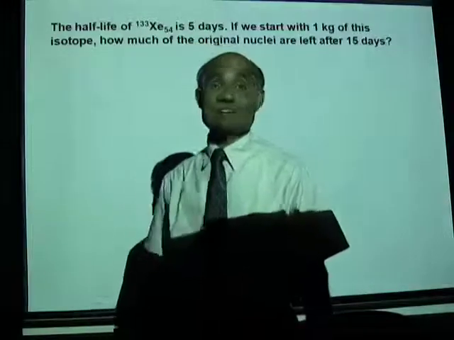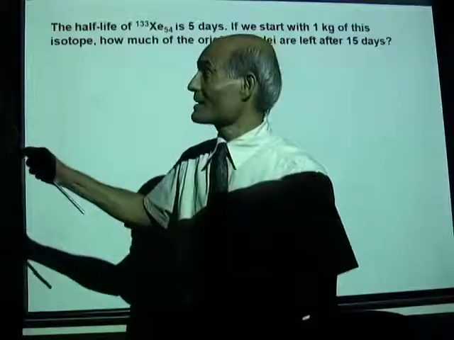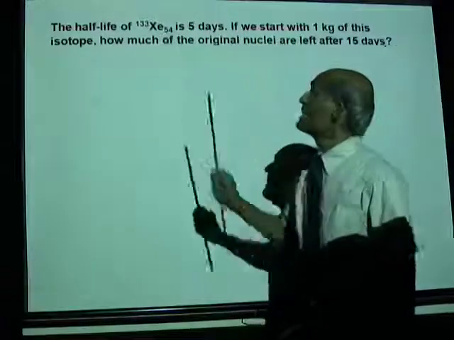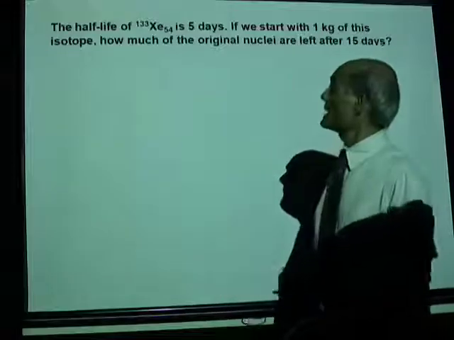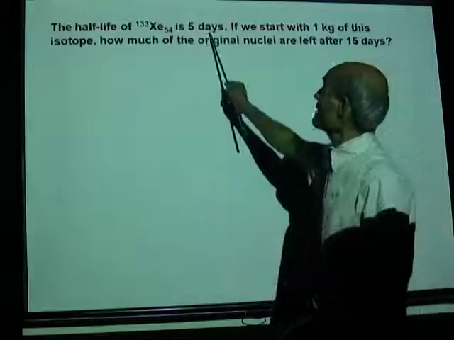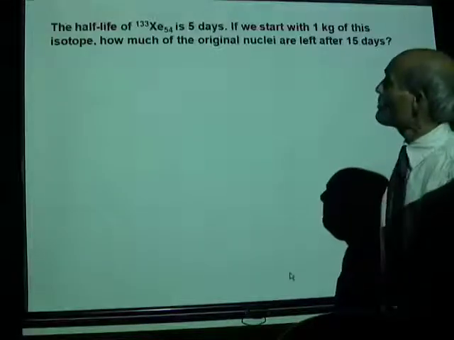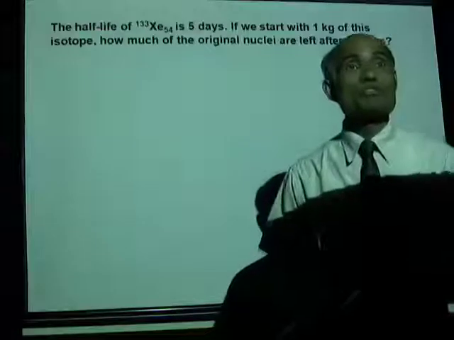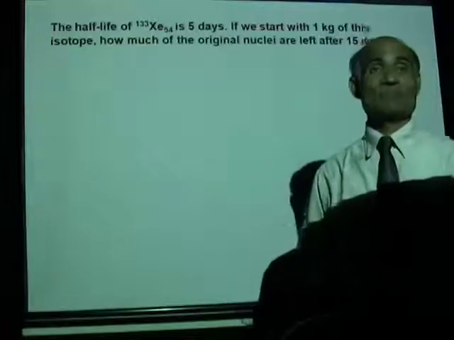It's one of the noble gases. If you look at the noble gases: helium, neon, argon, krypton, xenon, and radon. So that is a radioactive isotope of the noble gas xenon. Its half-life is 5 days. If we start with 1 kilogram of this isotope, how much of the original nuclei are left after 15 days?